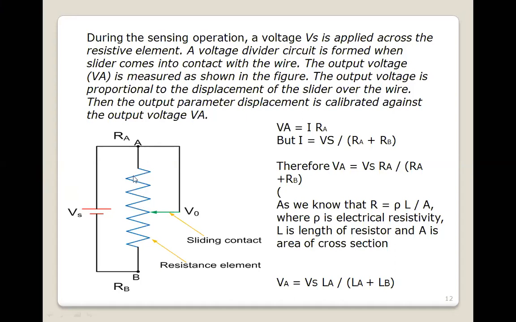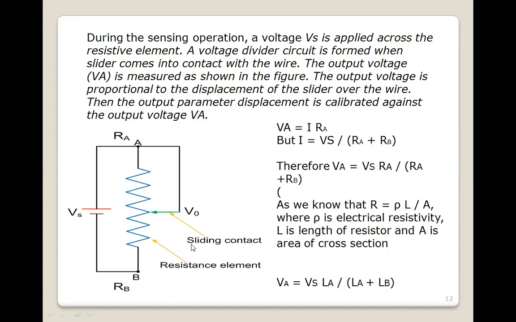Suppose the resistance between the slider point and A is RA, and the resistance between the slider point and B is RB. So the output voltage across VA is equal to I into RA, and the total current flowing through the supply voltage is Vs divided by RA plus RB. Therefore, the voltage across A is equal to Vs into RA by RA plus RB. You know resistance is equal to rho into L by A, where rho is resistivity, L is the length of the conductor, and A is the area of cross section.